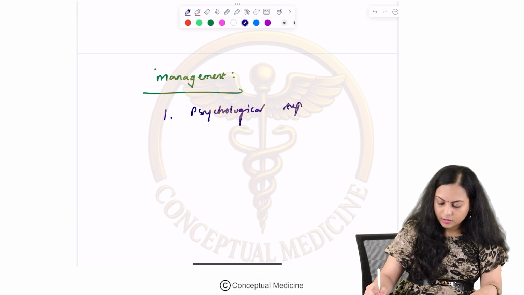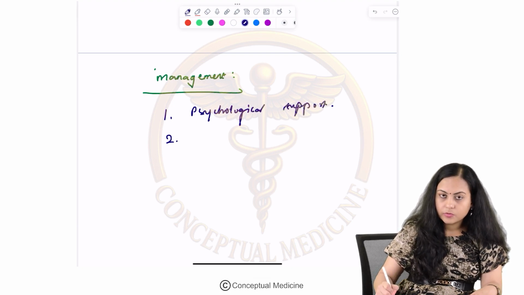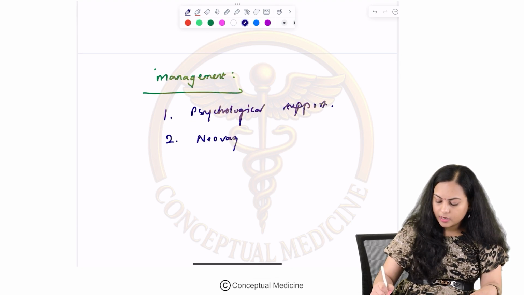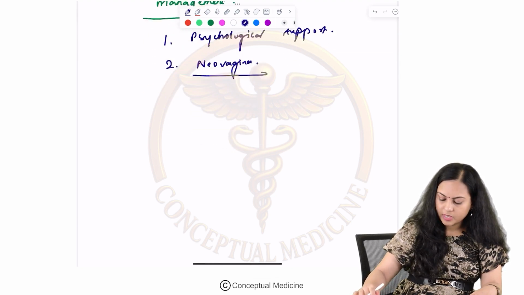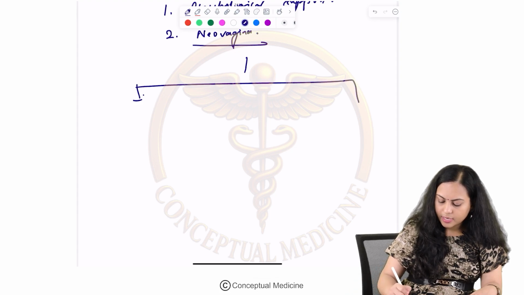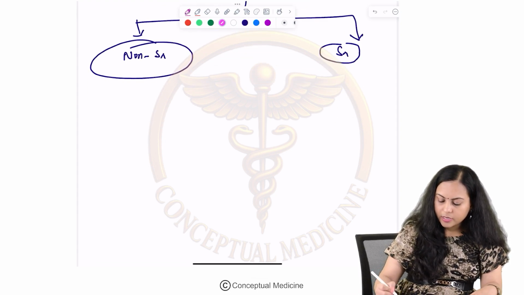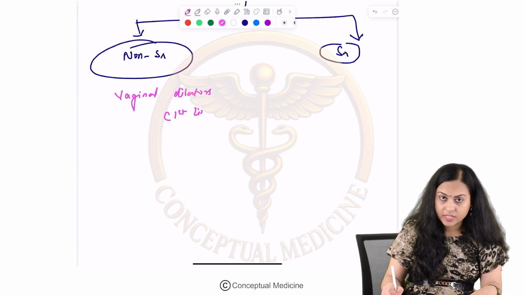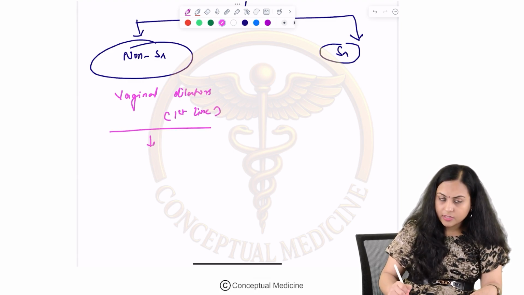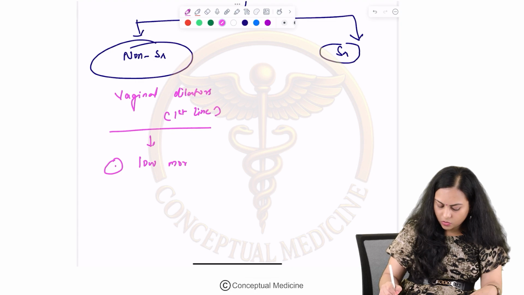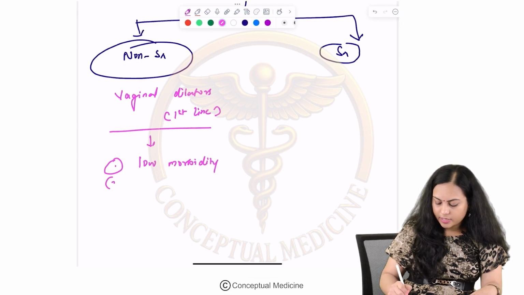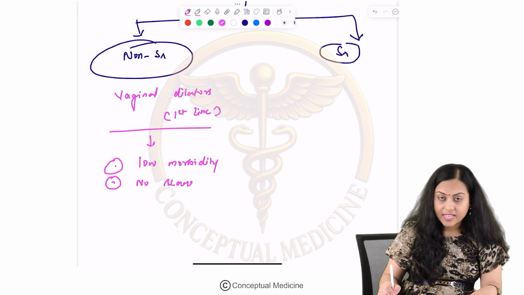Okay. So, there can be neovagina creation and this can be done by non-surgical method as well as surgical method also. In non-surgical method, we will be using vaginal dilators which are also going to be the first line of treatment of these patients. Advantages include there is low morbidity and there is no scarring as well.